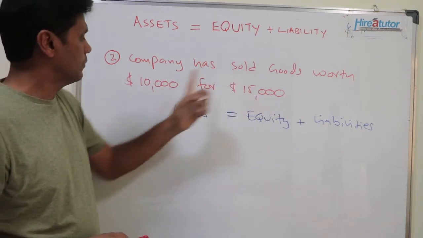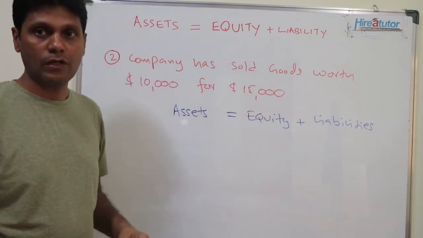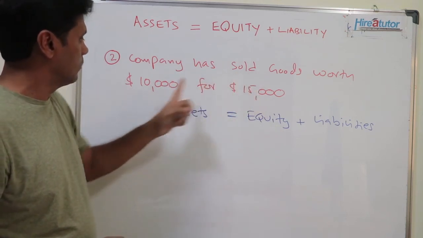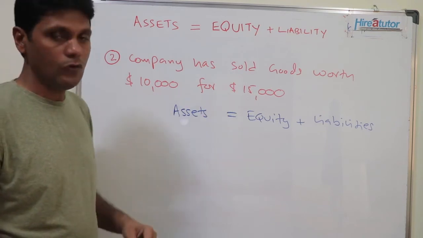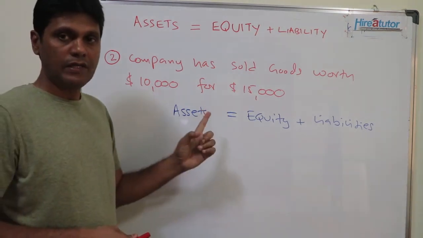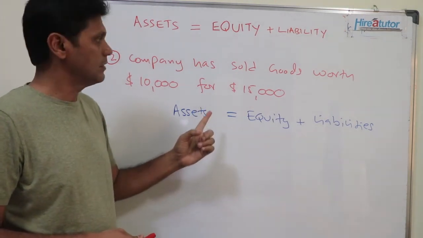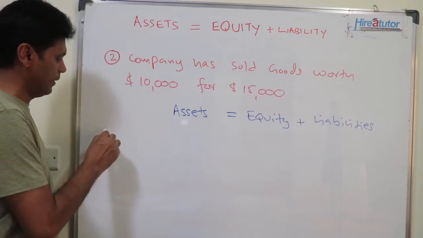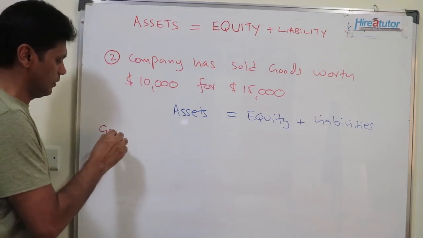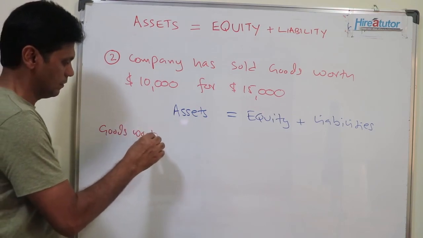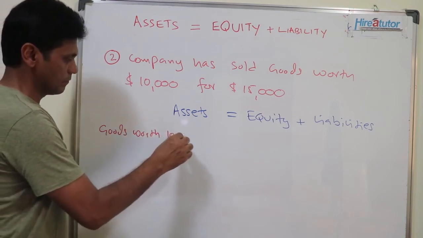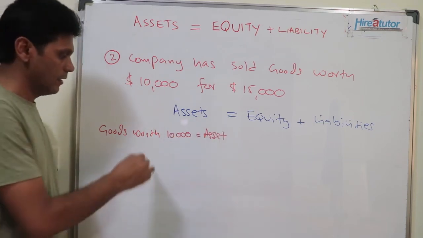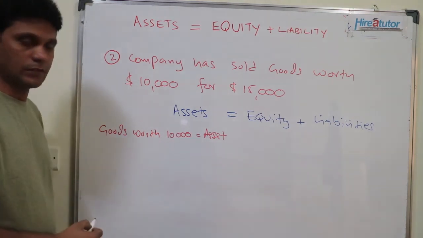The company has sold goods worth $10,000 for $15,000. So what has happened? The company had some stock worth 10,000 and it was sold for 15,000. What we can understand from this transaction is the company has sold goods worth 10,000. So the company had goods worth 10,000. So it's an asset. The company had an asset worth 10,000.